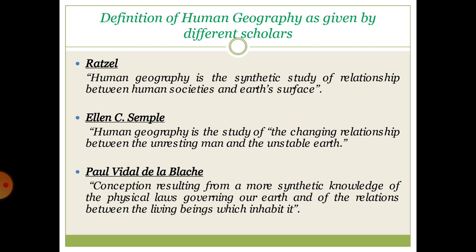So this is how human geography came into existence, and we as geographers must study human geography to have a better understanding of our physical environment, to understand this intricate relationship between humans and nature: how nature has influenced humans and how human beings have influenced nature. That is the main concern of study in human geography.